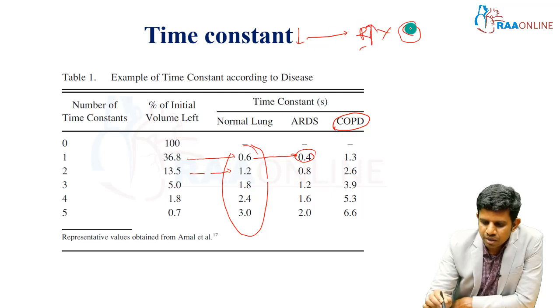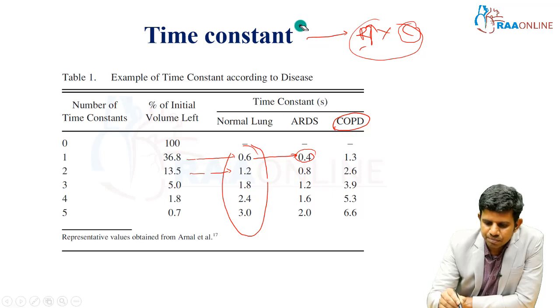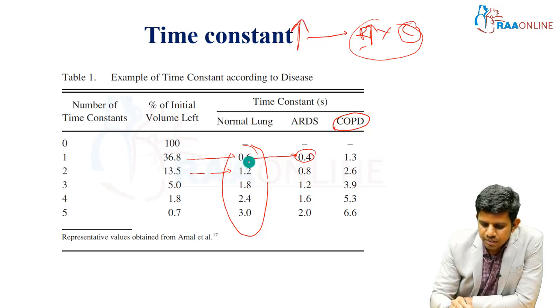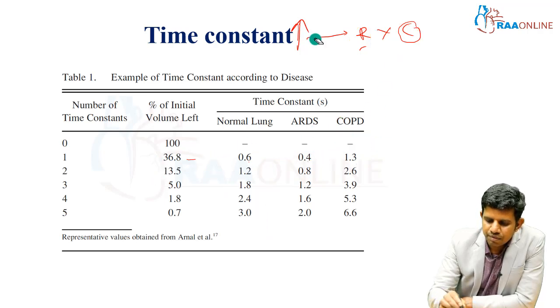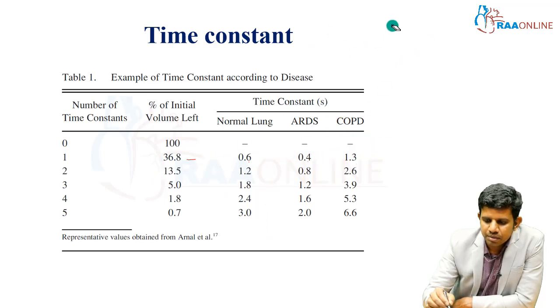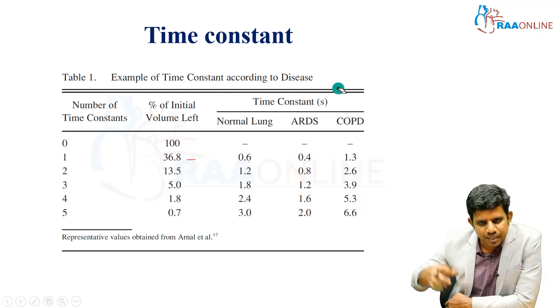Time constant is the product of resistance and compliance. So my time constant will also increase. Normally it is, for example, 0.6; in ARDS it is 0.4; here it is 1.3, so it is increased. In COPD, resistance is increased, so the time constant will increase. In ARDS, my compliance is decreased, so my time constant is decreased.